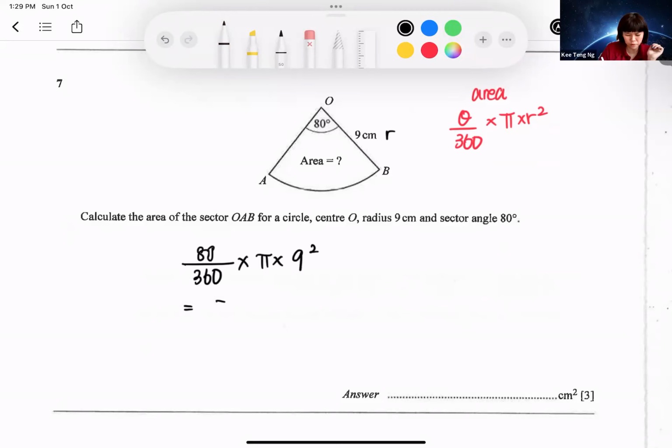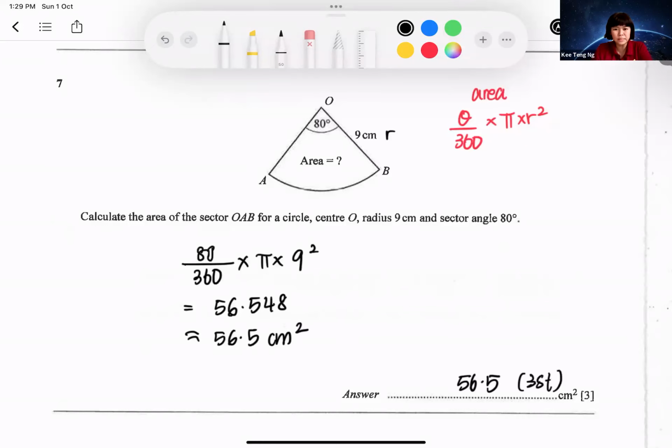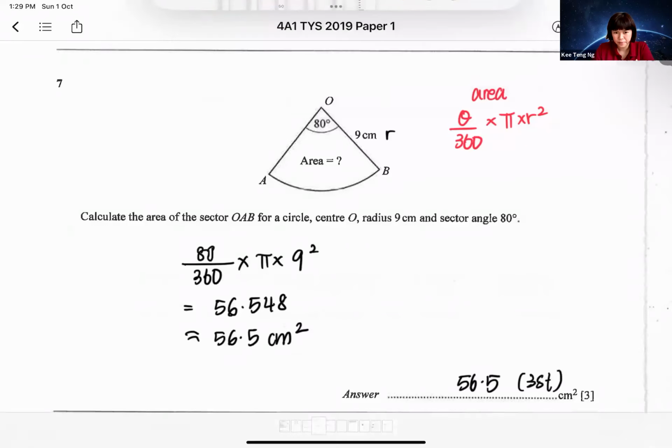And that gives me 56.548, rounding it off, 56.5 cm squared. Have you gotten the answer? With that, we move on to the next page.